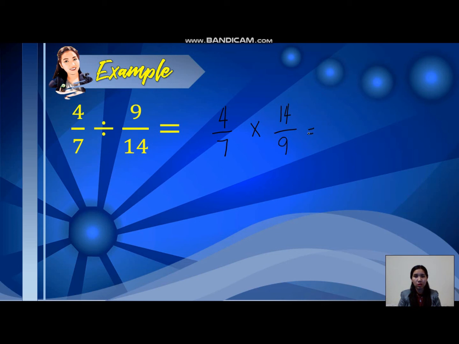Do the procedure in multiplication. 4 times 14 gives us 56. 7 times 9 gives us 63. 56 over 63 can still be simplified, so we're going to divide these two by their greatest common factor, and that is 7. 56 divided by 7 gives us 8. 63 divided by 7 gives us 9. So the answer is 8 over 9.